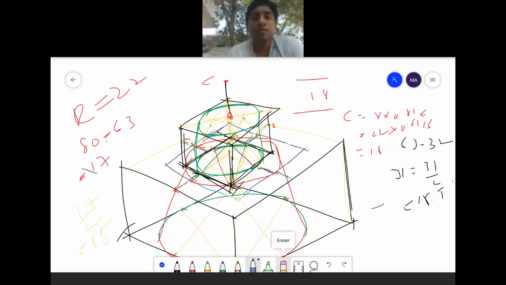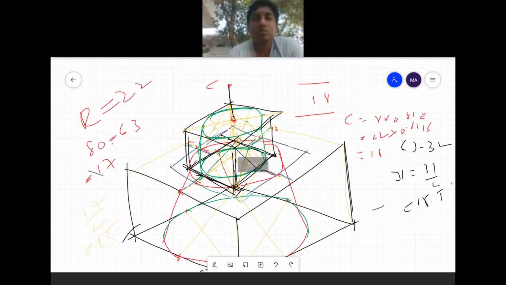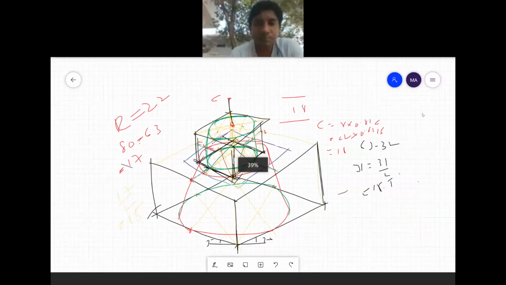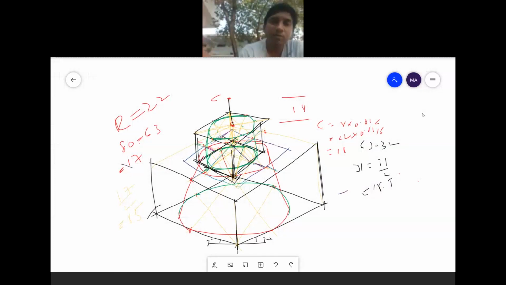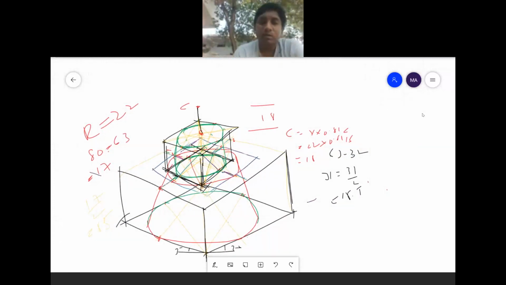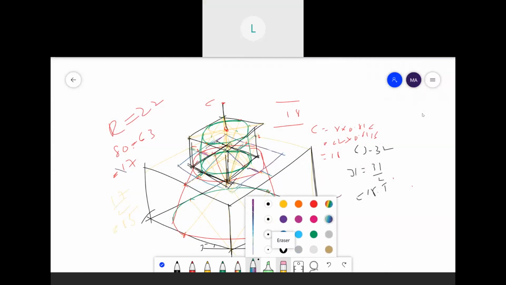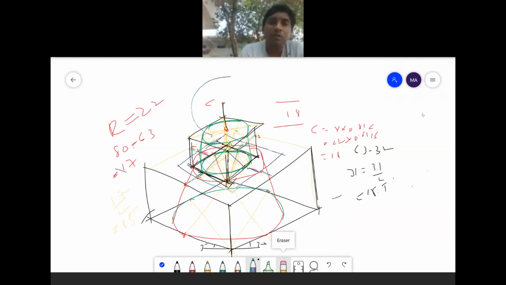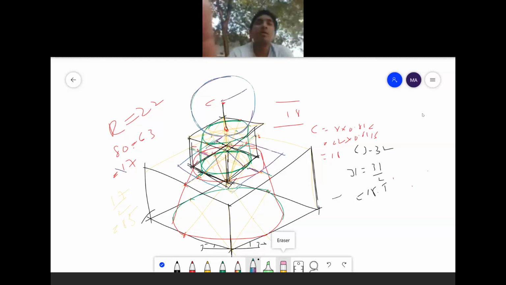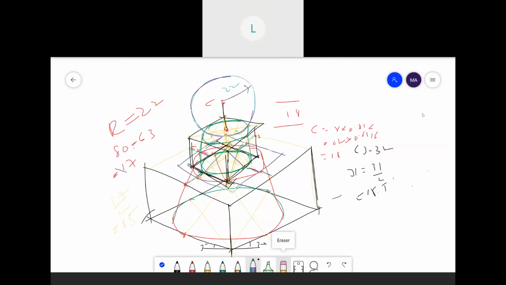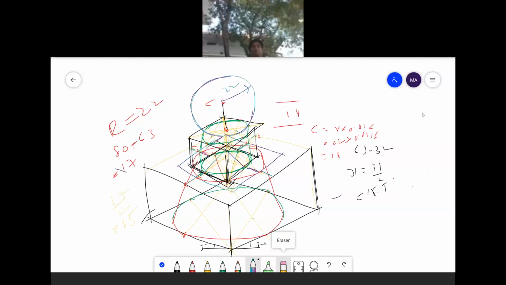I am taking the radius as 22 and drawing one circle here, and again here. Understand? This one will be the sphere. Here the radius is 22. Understand? In this way you have to draw. Okay, is it clear?